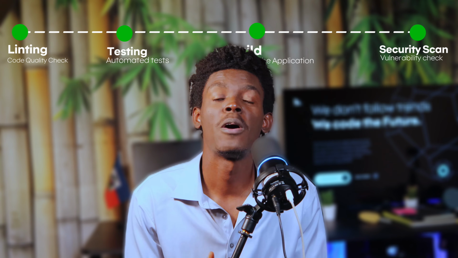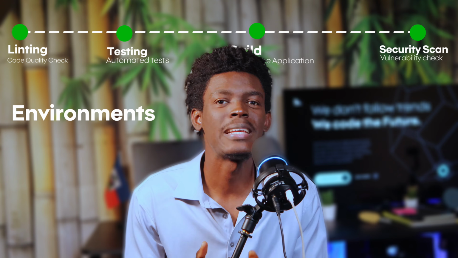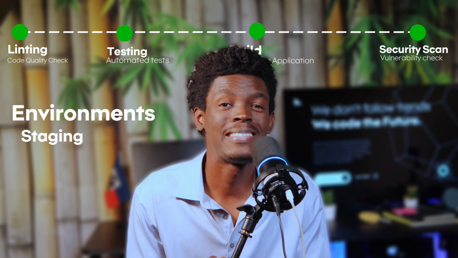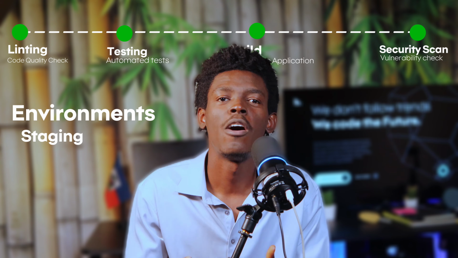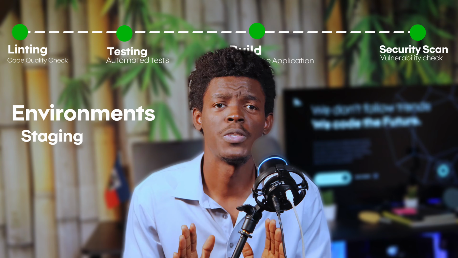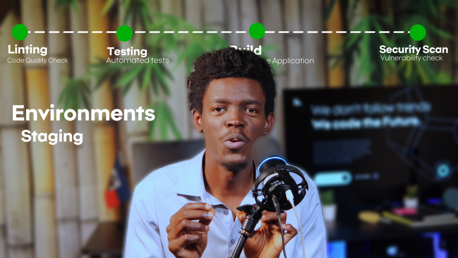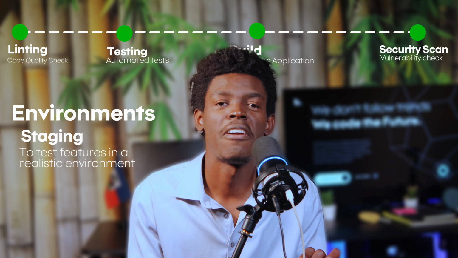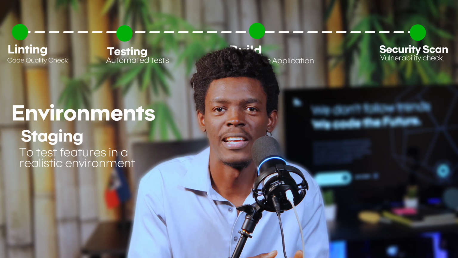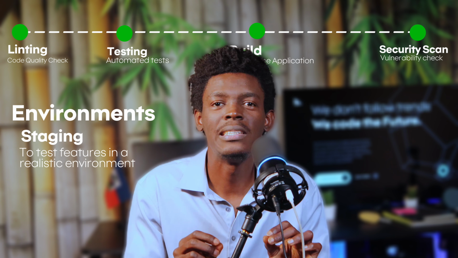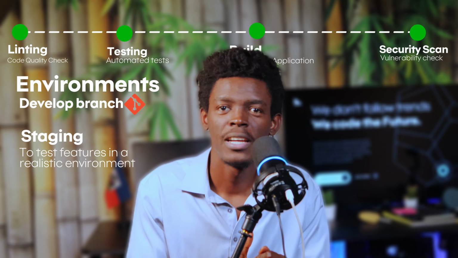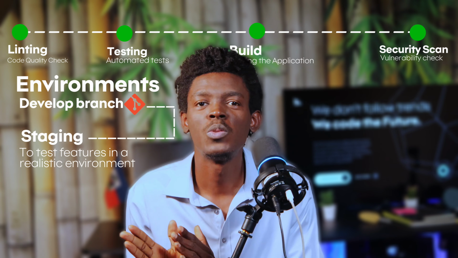Now let me talk about environments, because this part is very important. First, we have the staging environment. Staging is basically a copy of production. Same setup, same services, but no real users. I use staging to test new features in a realistic environment. It's like practicing a presentation before going on stage. If something breaks, only the team sees it. Whenever I merge code into the develop branch, it automatically deploys to staging.